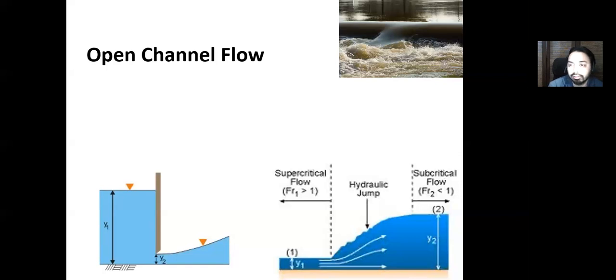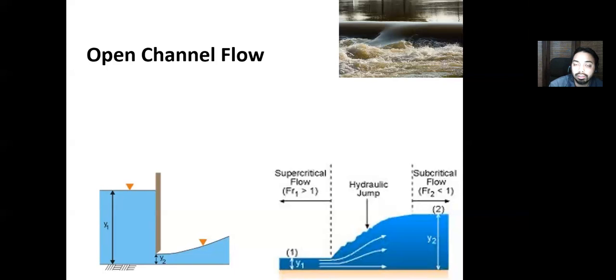So due to those flow conditions, the development of the velocity distribution is not constrained by the enclosure. Unlike in pipe flow, where you have the pipe wall as the enclosure, and that will limit the development of the velocity profile.